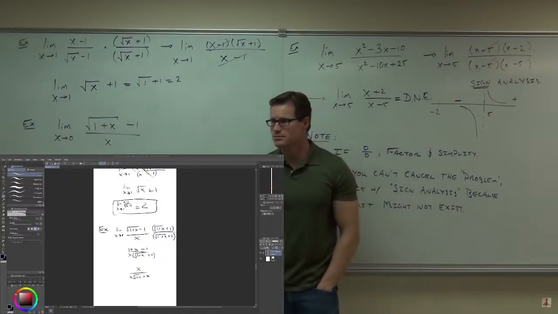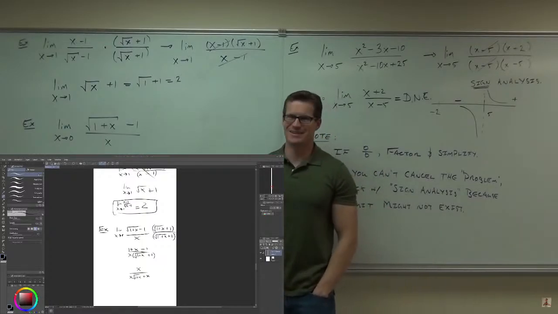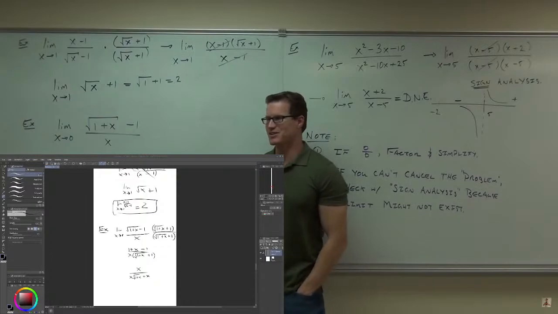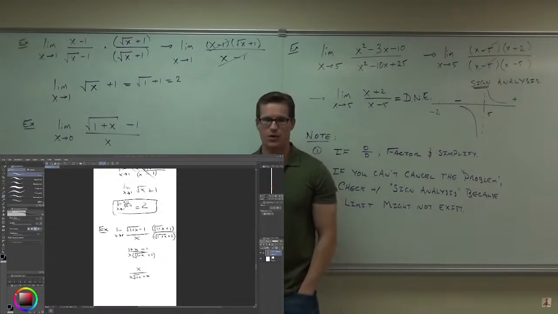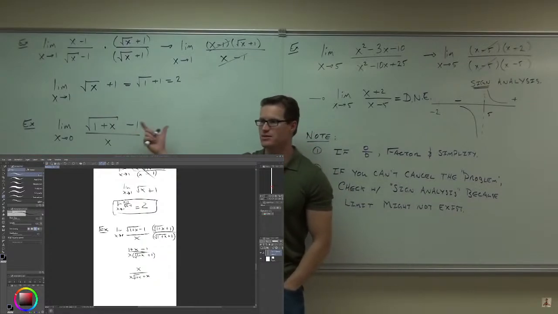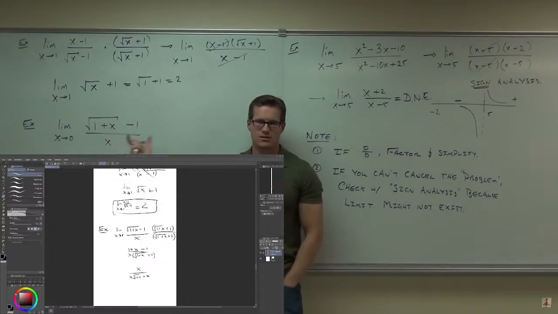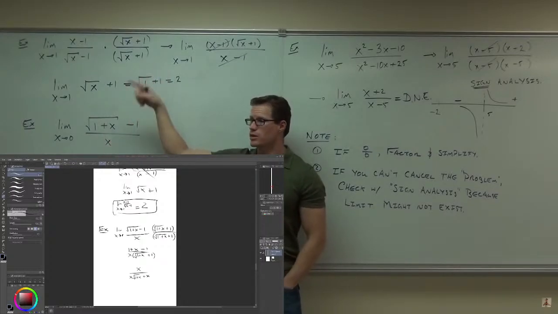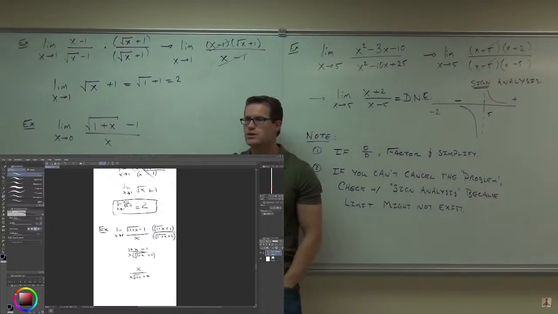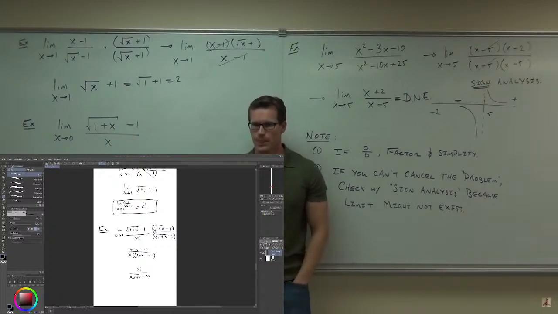Run away. No, we're not going to just leave the problem. We can't plug in 0. The only thing you can do here is, what do you think? Can we use that same idea, but only in reverse? Let's try that. Go ahead and do that. Multiply by the conjugate.